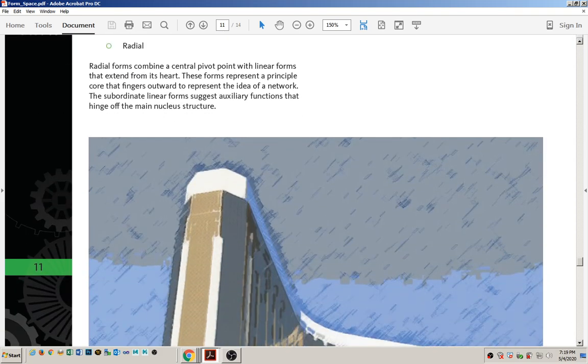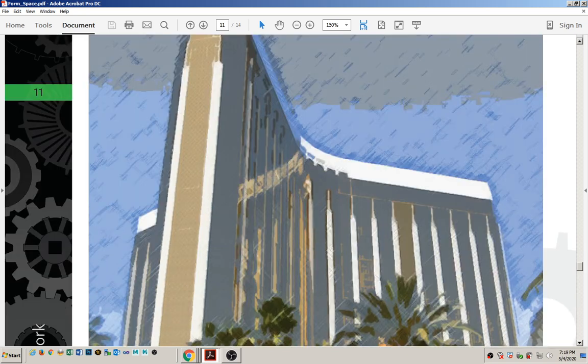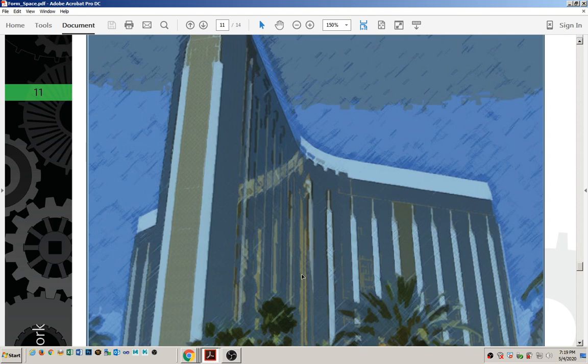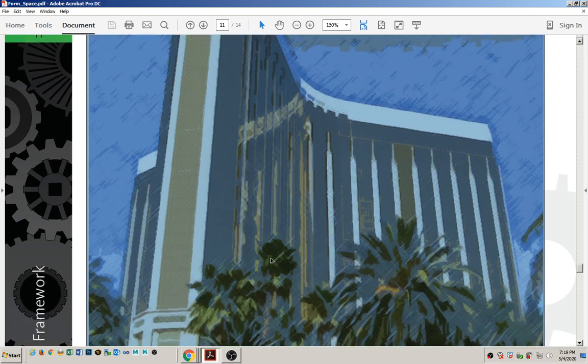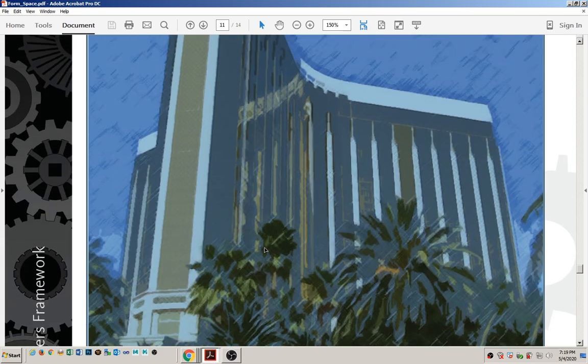And then last but not least, we have radial orders of form. A radial order of form is a combination of a centralized order of form in the middle of the structure with linear orders of form that radiate out from it. And the reason for this is if we have something centralized that a large number of people may need access to. So this is a casino. The casino is going to be at the bottom, and we're going to want to accommodate lots of rooms for people to stay in.